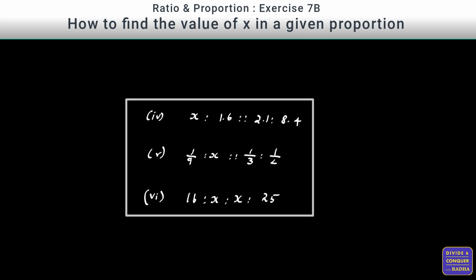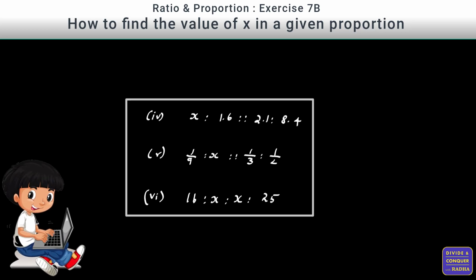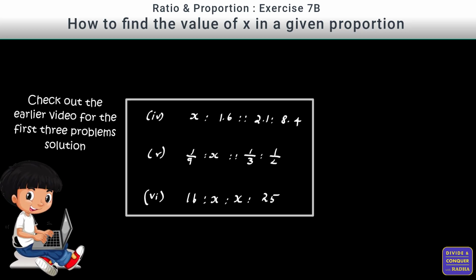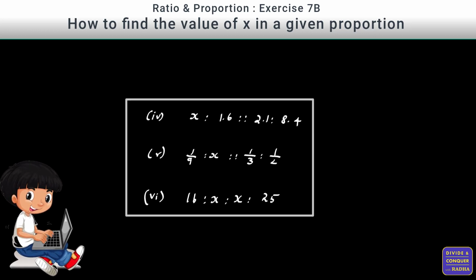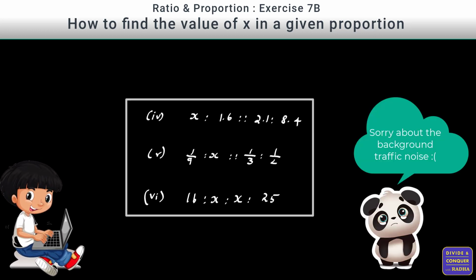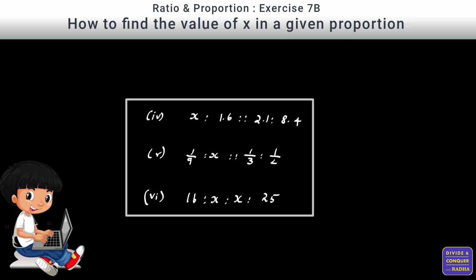Earlier, we have solved sums related to checking if the given numbers are in proportion or not. The concept that we used is that product of means is equal to product of extremes. If both the values are the same, then we say the given numbers are in proportion. We have solved a couple of sums related to this. If you're yet to watch those videos, the link is given in the description below. Kindly have a look at those videos before you try to solve this sum.